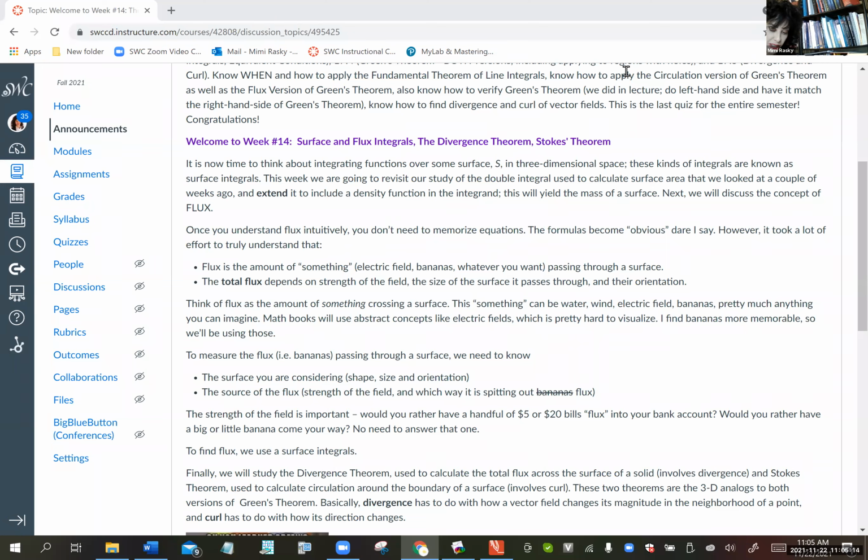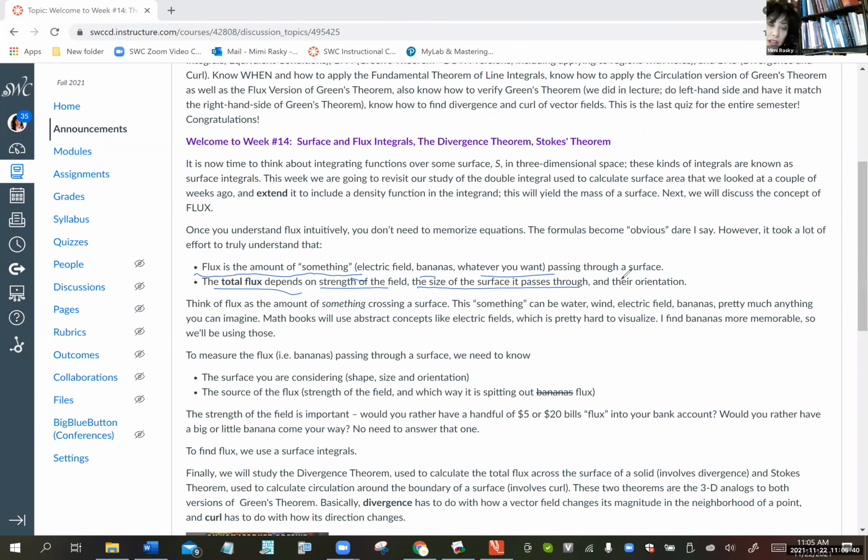So what about these flux integrals? Flux is the amount of something, electric field, bananas, or whatever you want, passing through a surface. It's kind of hard to imagine bananas passing through a surface, but you can use your imagination. And the total flux depends on the strength of your field and the size of the surface it passes through, and something called an orientation we're going to look at.